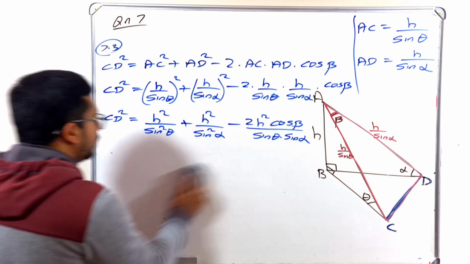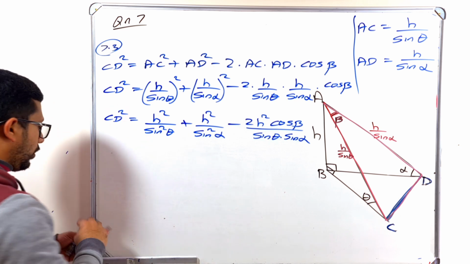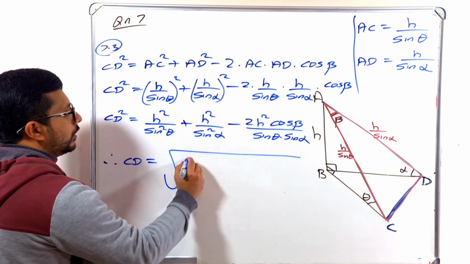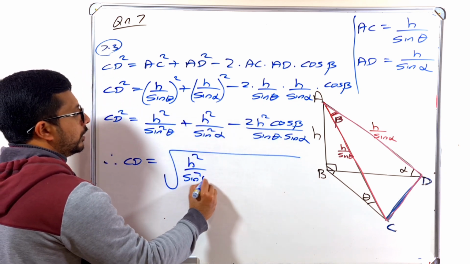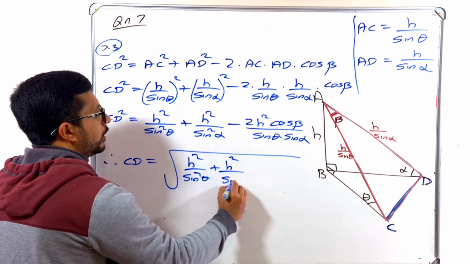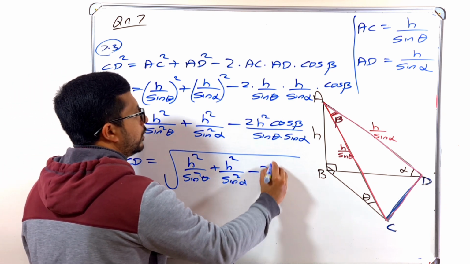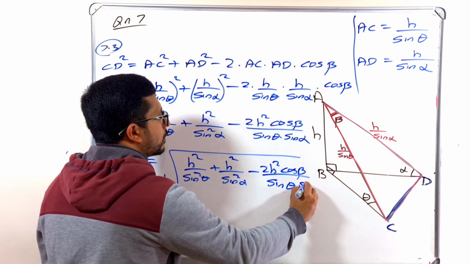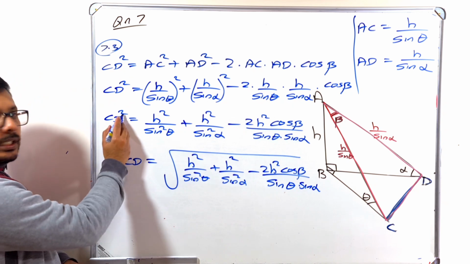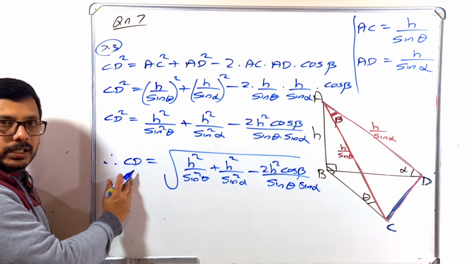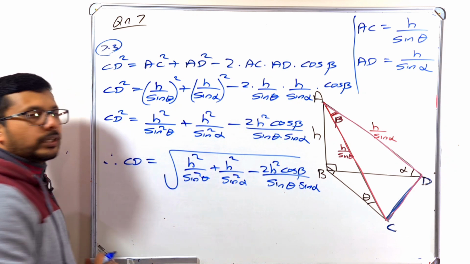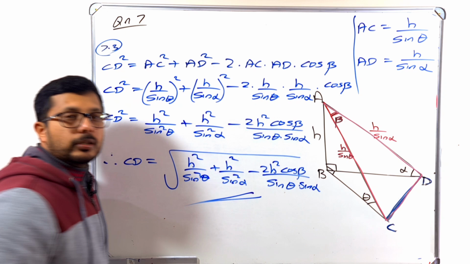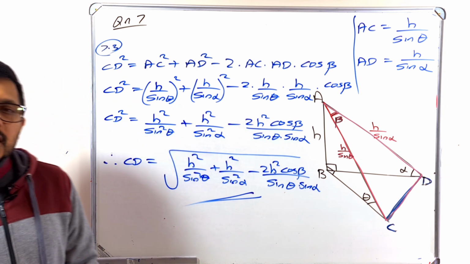So now from here this is CD square, so how can you write CD? Therefore CD is equal to the square root of h square by sine square theta plus h square by sine square alpha minus 2h square cos beta divided by sine theta sine alpha. Since here it is CD square, if you want to find CD, take the square root of the whole of that thing. Okay, so we got the answer in terms of theta, alpha, h and beta. So that is question number 7.3.